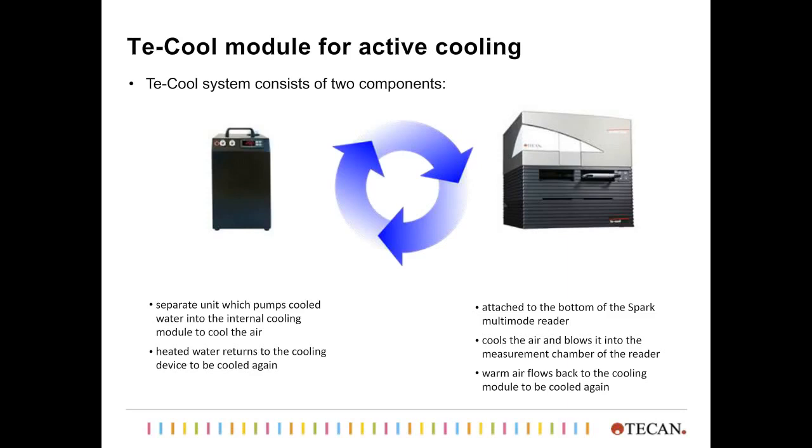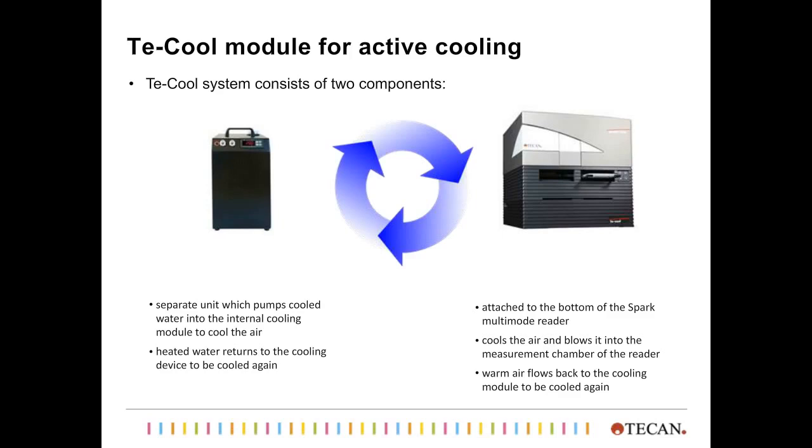and samples. And in addition, it helps to maintain a constant temperature during long-term kinetic measurements by actively preventing instrument heating. So how is this cooling function accomplished? The Spark reader, when equipped with the so-called T-Cool module, is a two-component system. It uses a special external and internal part.